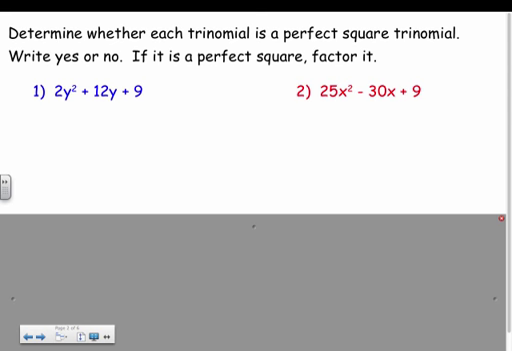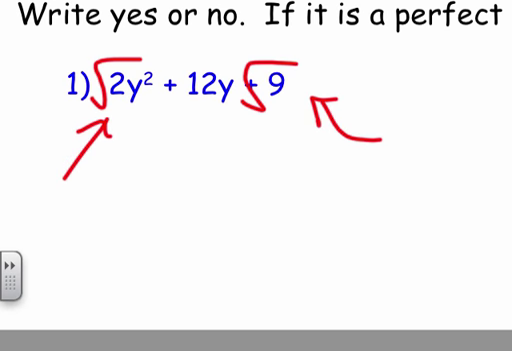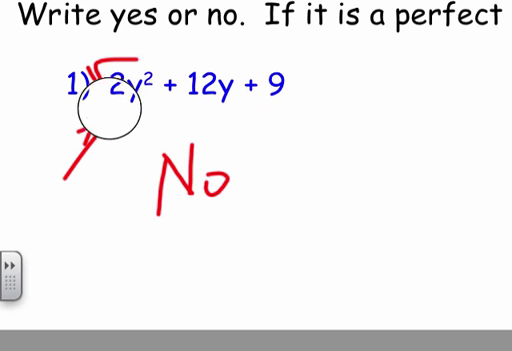So I'm taking a look at this first one, 2y squared plus 12y plus 9. Well, in order to be a perfect square trinomial, I have to be able to square root the first and the last terms. And if I look at this, I can square root the 9. That would work. But I cannot square root this first term. So right off the bat, I know that it is not a perfect square trinomial. So I cannot factor it in the way that we're going to look at.